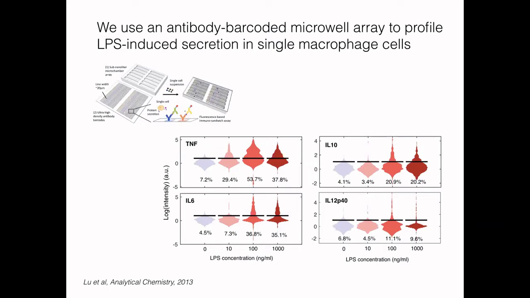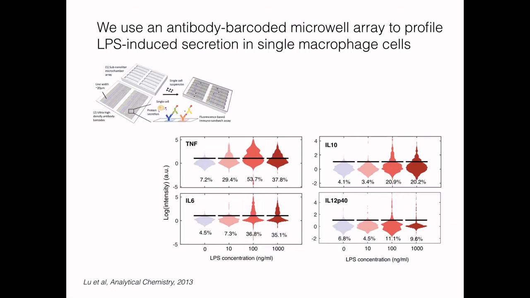If we stimulate macrophages with LPS and we analyze only the wells with single cells in them, as we increase the concentration of LPS, you can see the high variability in both the fraction and the levels at which these macrophages are secreting things like TNF and IL-10 and IL-6.